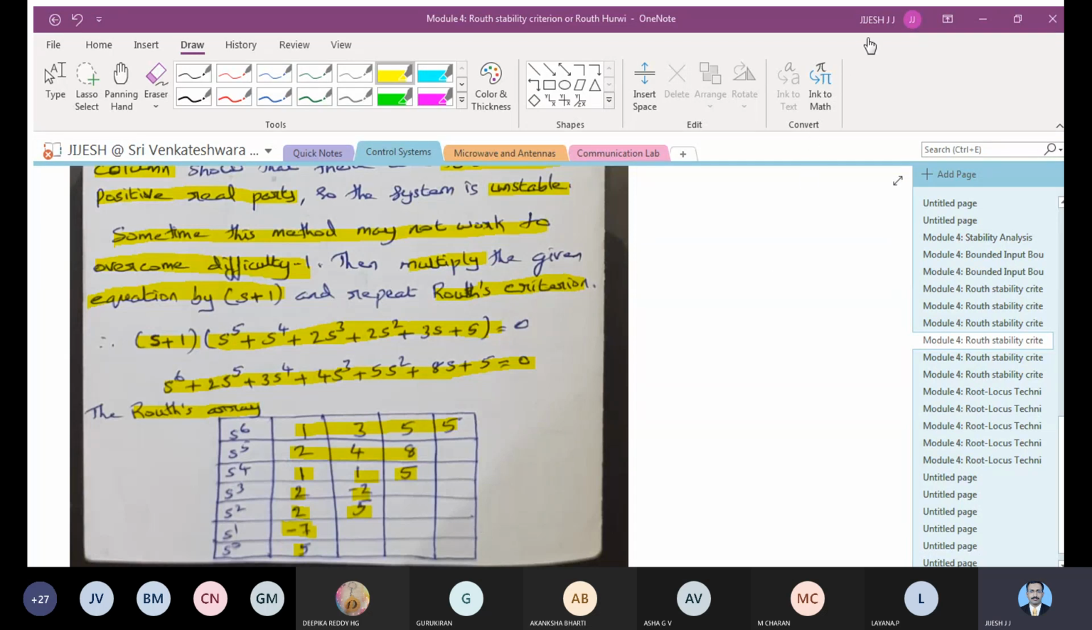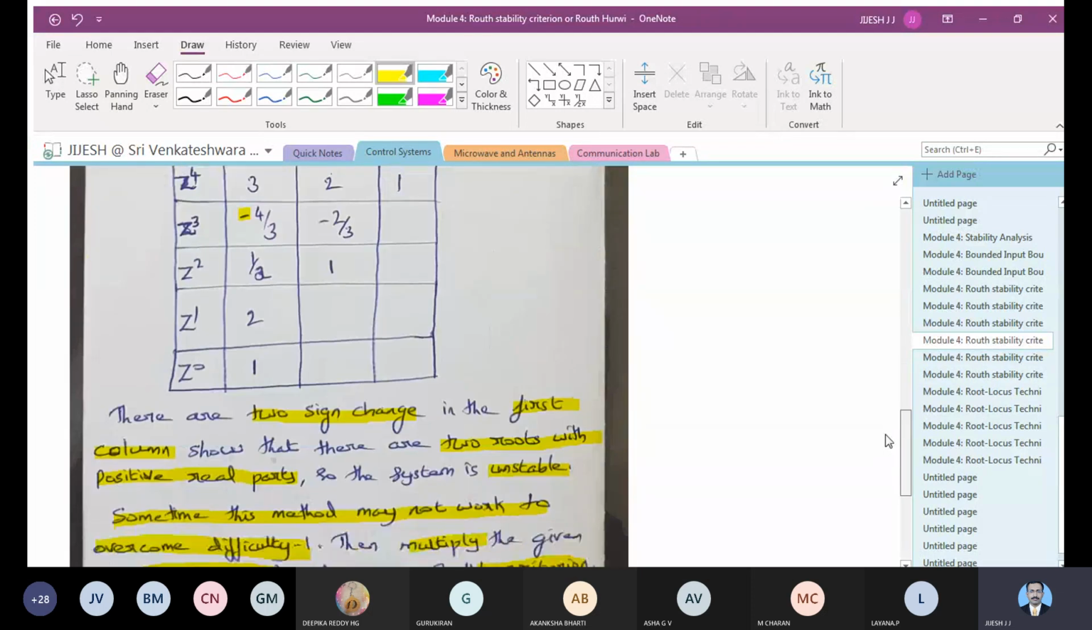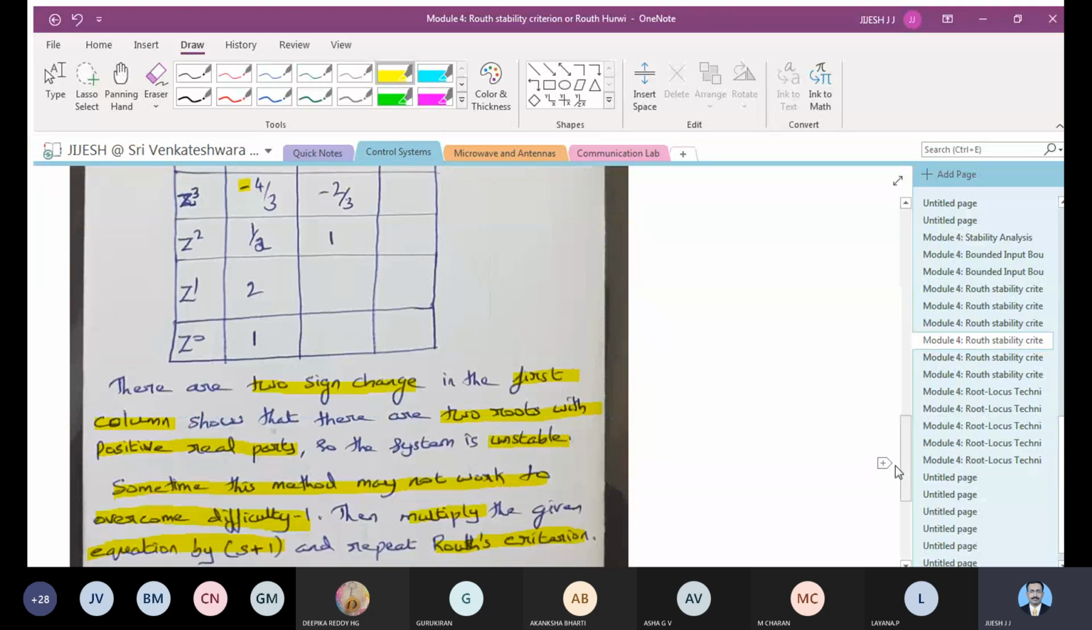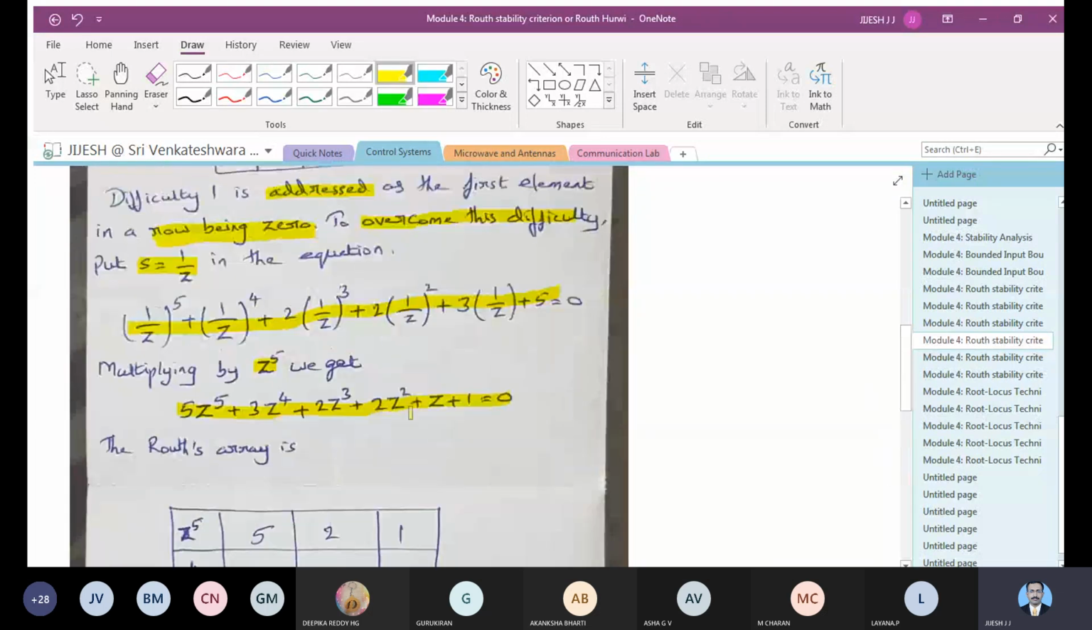So I think all of you might have completed. From this observation also, you can see there is a change in sign, and you can say that the system is unstable. Okay. So either you can use this method of multiplying by s plus 1, or you can use the method of substituting 1 by z. Any of the methods you can use and check whether the system is stable. First you go for 1 by z. If this method also fails, then you go for s plus 1 multiplication. So this is what difficulty one is all about.